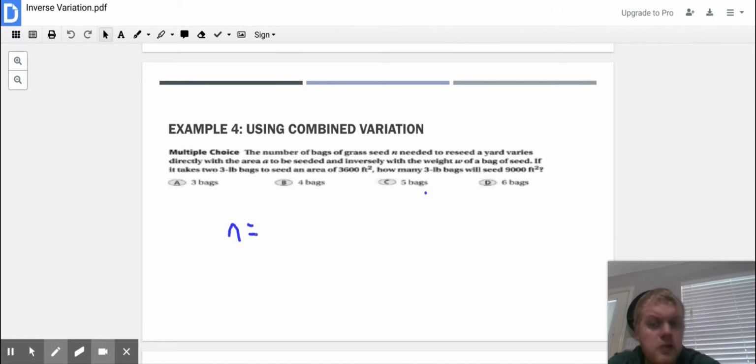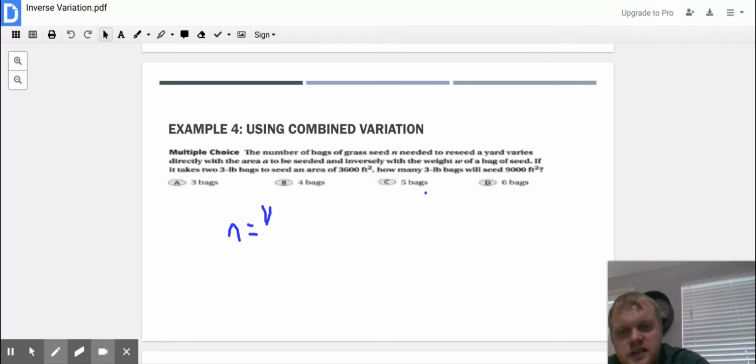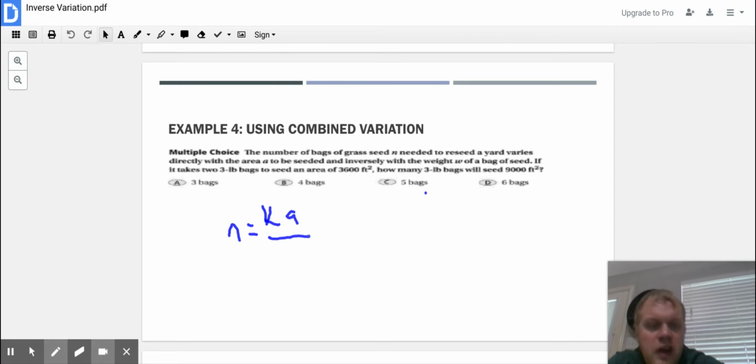So there are two variables that are going to go on top, right? We have our K, which is our constant, and then we have the A, which is the area. That's what it says right there directly. Now, also understand, we have an inverse in here. Remember, inversely means we divide, and we're going to divide by the weight of the bag of seed, which is W. All right, so remember, K was our constant, our variation. The A was jointly, and then our inverse part was the weight of the bag of seeds, and that's why I put W there.